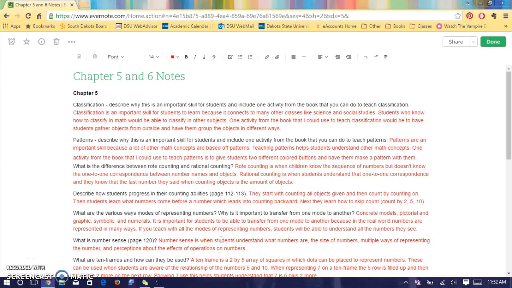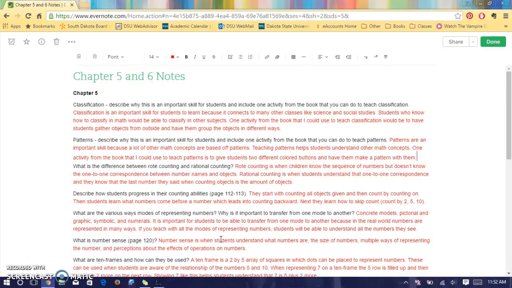So we read chapters 5 and 6 in our math textbook, and chapter 5 really concentrated on number sense and having students understand what numbers are and how they're represented. At the beginning it talked about classification and having students do grouping and classification activities, so they can understand that first as a base to understand numbers, and then talk about the patterns that they have.